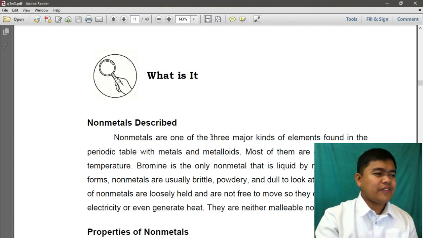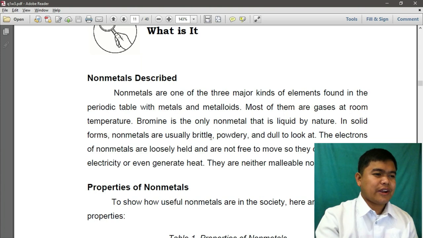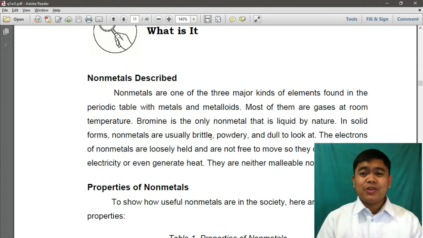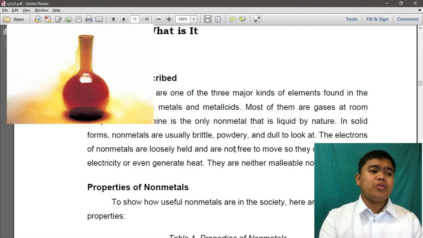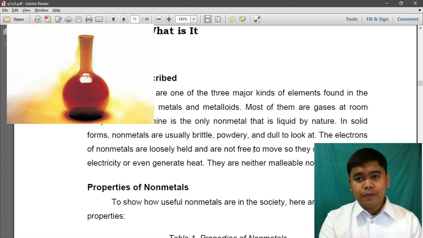Okay, on page 7, nonmetals described. As I said a while ago, there are 3 major kinds of elements found in the periodic table: metals, nonmetals, and metalloids. For nonmetals, most are gases at room temperature, except for bromine, which is the only nonmetal that is liquid by nature.